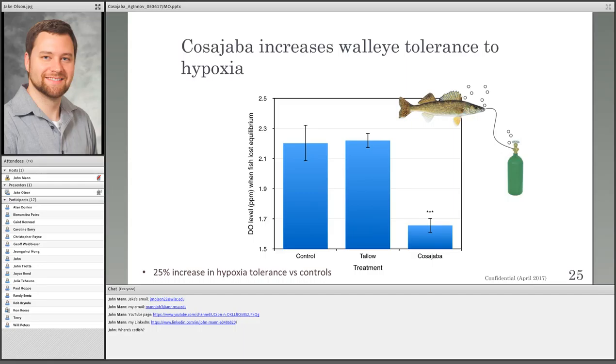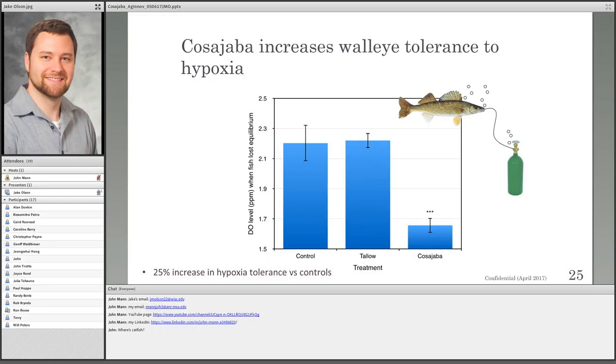And so what we saw was that after about 5 weeks of rainbow trout on the Cosajaba diet, we started to see an increase in the osmoregulatory function of the rainbow trout. And that's illustrated in both of these figures. So both of these figures very much mirror each other, because they're really two measures of the same thing. On the left, we have plasma chloride ion concentration.